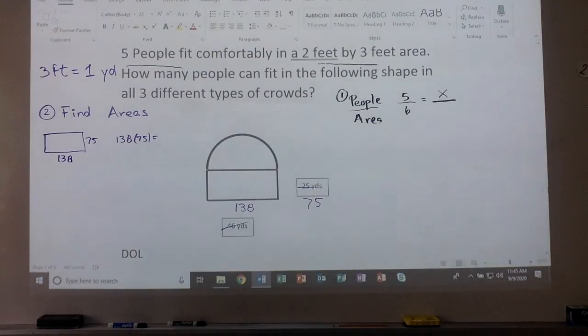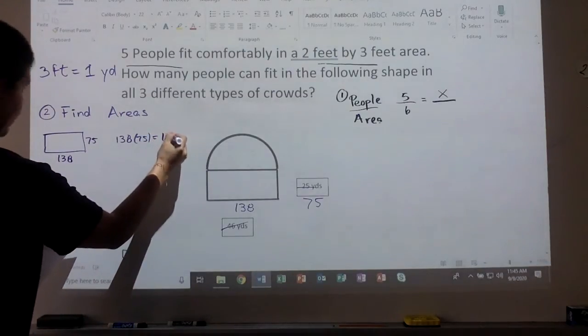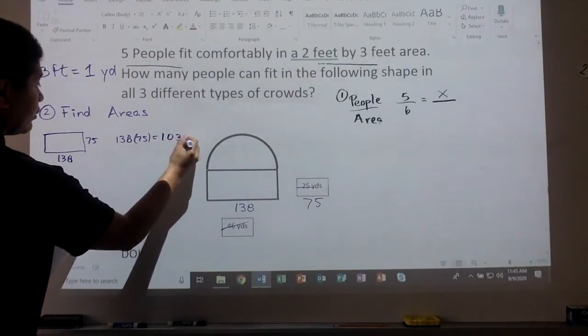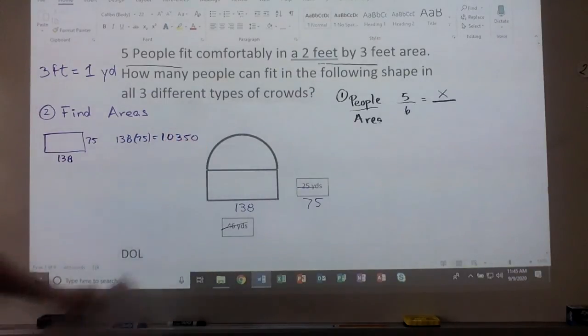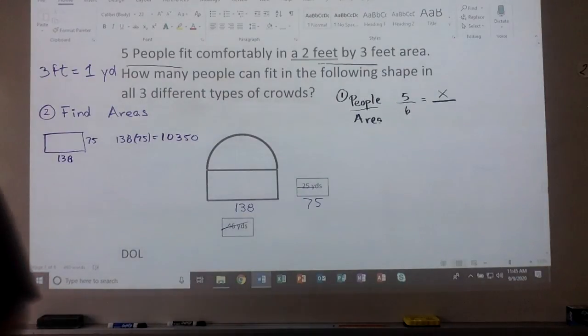I feel like I'm repeating this too much, but I always double check my work. 10,350. The second shape. What type of shape do you see there? If you are saying it's a circle, you are correct.